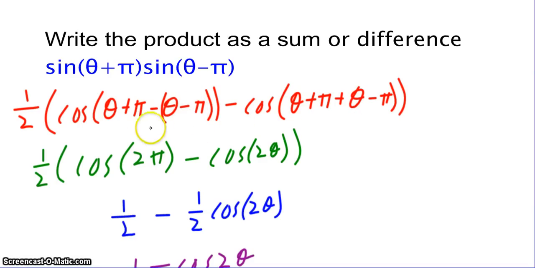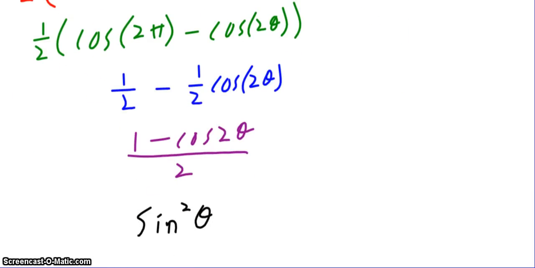When I simplify the left-hand side and distribute the negative, this ends up being just the cosine of 2 pi. When I simplify the right-hand side, this ends up being just the cosine of 2 theta. Cosine of 2 pi is 1, so when I distribute the 1/2, that just becomes 1/2, and here I get 1/2 cosine of 2 theta. If I combine this into a single fraction, I end up with 1 minus cosine of 2 theta over 2, which is my power-reducing formula for sine, so this is sine squared. Bet you didn't see that coming.